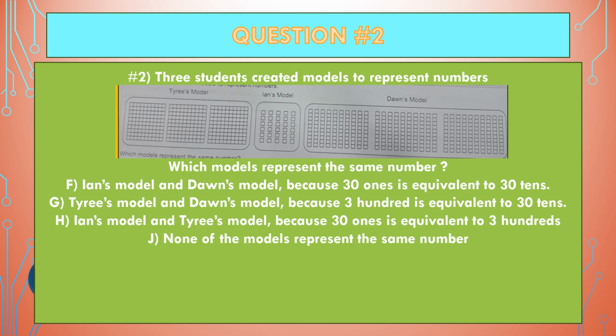F says Ian's model and Dawn's model because 31s is equivalent to 30 tens. Think about it. Is that true? G says Tyree's model and Dawn's model because 300 is equivalent to 30 tens. Is that true? H says Ian's model and Tyree's model because 31s is equivalent to 300s. Is that true? And J says none of the models represent the same number. Is that true?